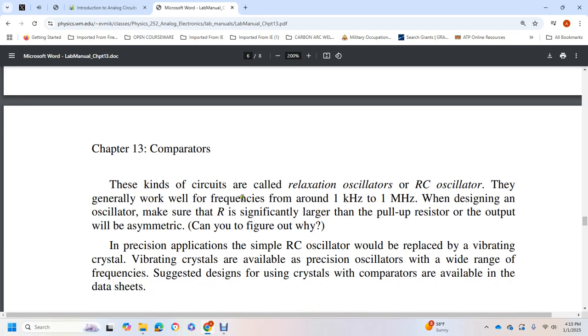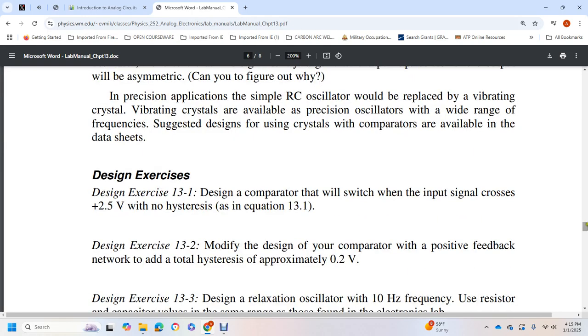When designing the oscillator, make sure the resistor is significantly larger than the pull-up resistor, otherwise the output will be asymmetric. Can you figure out why, for precision applications, simple RC oscillators would be replaced by vibrating crystals? Vibrating crystals are available for precision oscillators over a wide range of frequencies. Just as for crystals, comparators are described in data sheets, and then it goes into the design exercises.